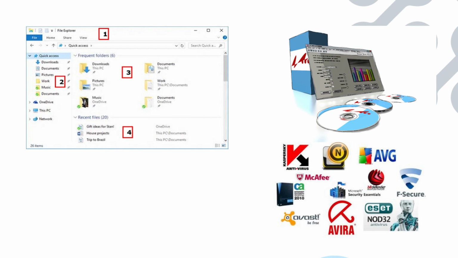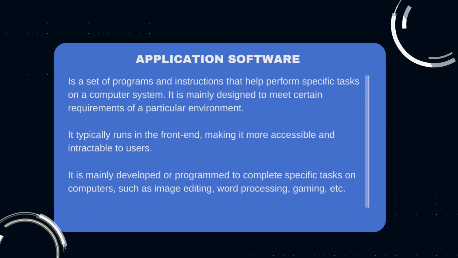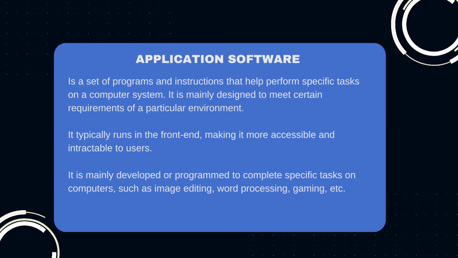Examples: we have the Windows File Explorer, WinRAR, WinZip, and antivirus and security software. Next is application software. It is a set of programs and instructions that help perform specific tasks on a computer system. It is mainly designed to meet certain requirements of a particular environment. It typically runs in the front end, making it more accessible and interactive to users. It is mainly developed or programmed to complete specific tasks on computers such as image editing, word processing, gaming, etc.